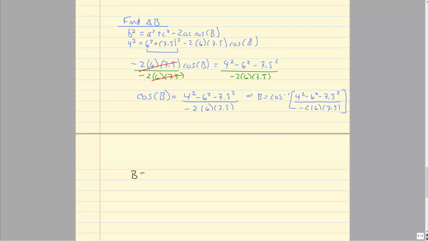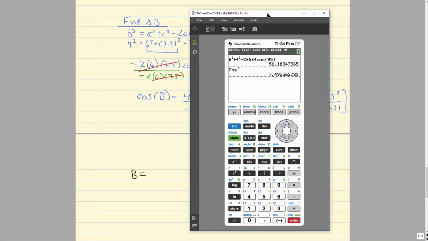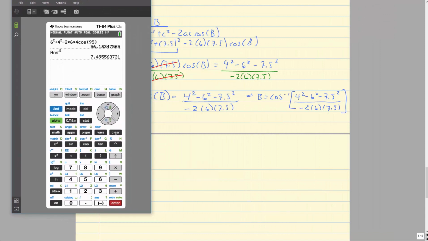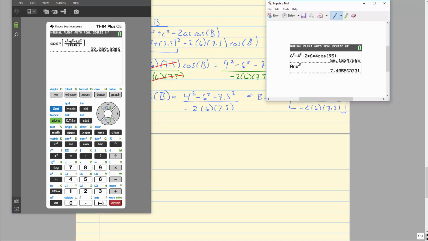So I'll get B equals second inverse cosine. I'm going to use my alpha y equal, my fraction key. That'll make sure I have everything in the correct numerator and denominator. If you don't use that fraction key, you need to make double sure that you have the entire numerator in parentheses divided by the entire denominator in parentheses. Arrow out, close parenthesis, 32.089.